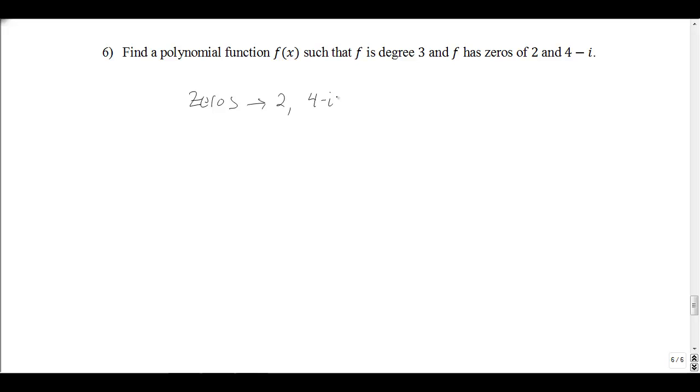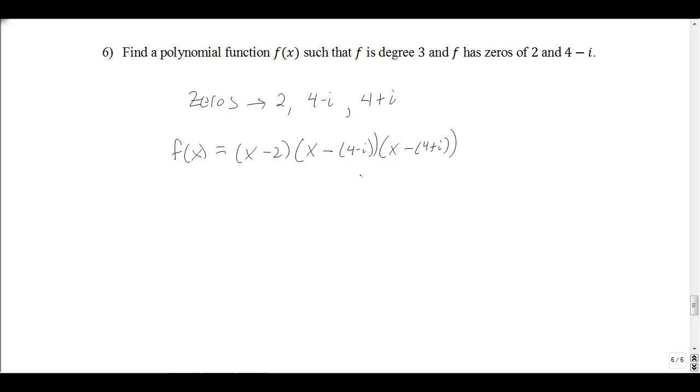But anytime we have a complex zero like this, 4 minus i, we should get its complex conjugate, which is you just change the sign on the i. So the other zero is 4 plus i. If this was a 4 plus i, we'd get a 4 minus i. So that's 4 plus or minus i. Now we can actually build our polynomial, f of x. Maybe this is a little annoying, but the 2 gives us an x minus 2 times x minus 4 minus i times x minus 4 plus i.